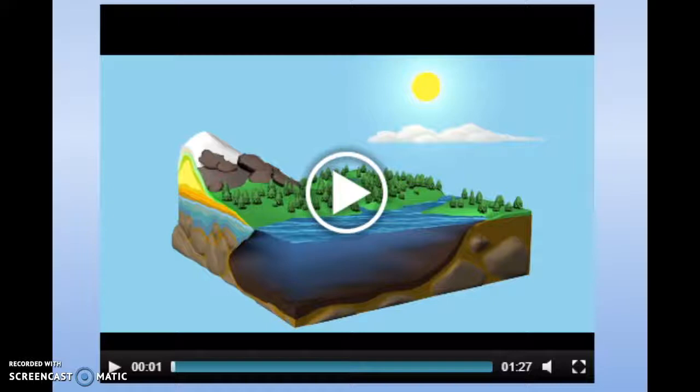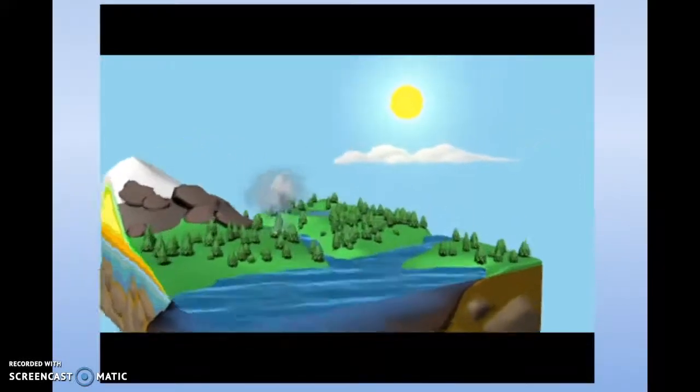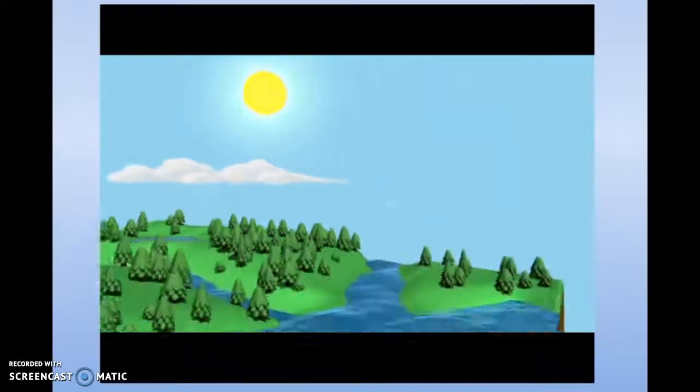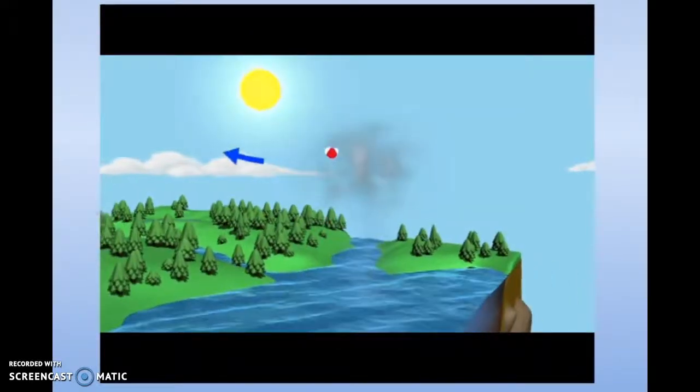So we're going to take a quick look at this animation just as a good example for our project coming up, and we're going to talk through it. Most of us know most of the water on the earth is located in the ocean. So that's where our water is going to start today. Evaporation is going to be caused by the heat from the sun, and water molecules will enter into the atmosphere and form clouds.